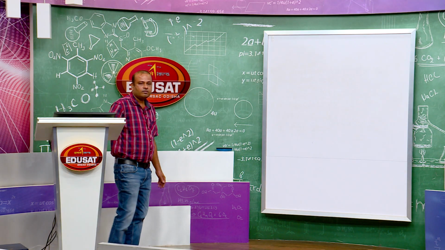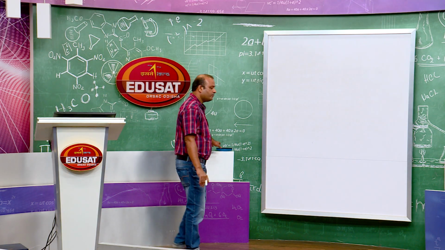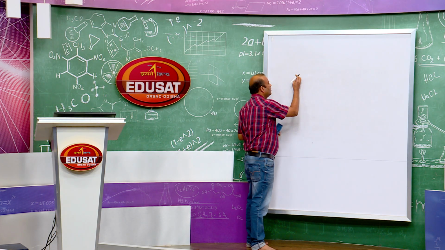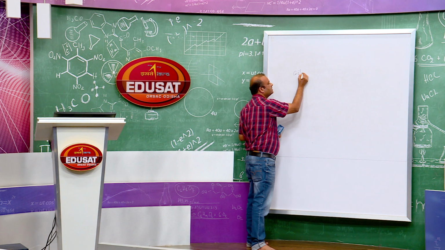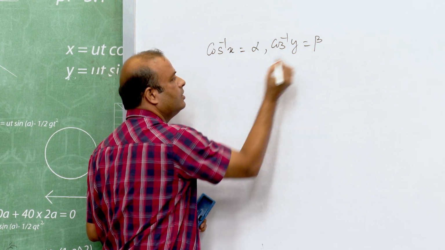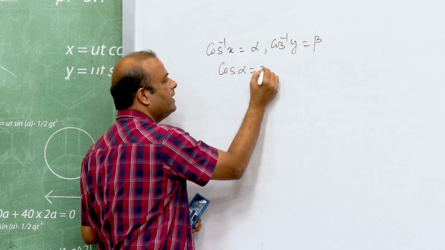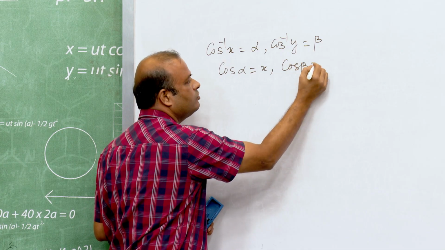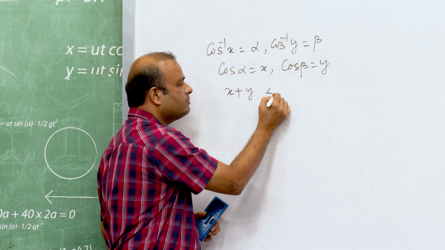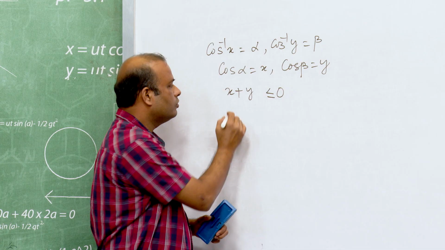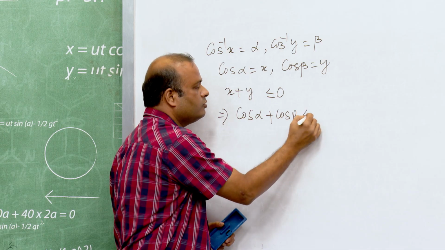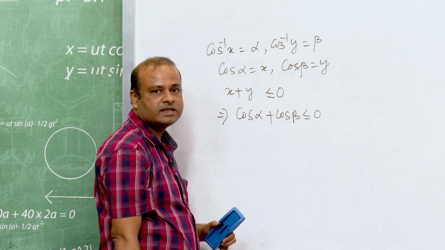I am proving the theorem only for one case, that is, suppose x plus y less than equal to 0, and take cos inverse x is equals to alpha and cos inverse y is equals to beta. So, cos alpha is equal to x and cos beta is equals to y. But x plus y less than equal to 0. So, this implies cos alpha plus cos beta less than equal to 0.